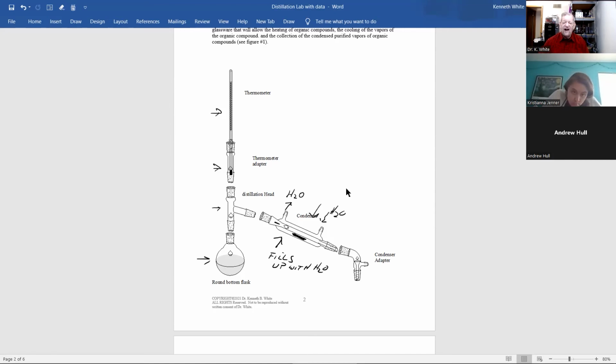If you did the opposite, put it in here, it would never fill this. It would just come down here and come out the top here, and you just get a little water there. So it's important for a condenser: the water goes in at the bottom, out at the top. That's so that outer tube will be full with cold water.